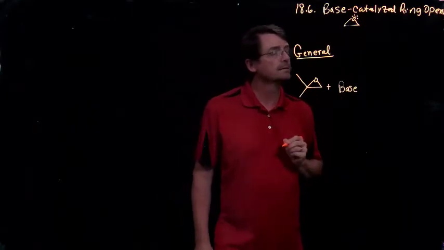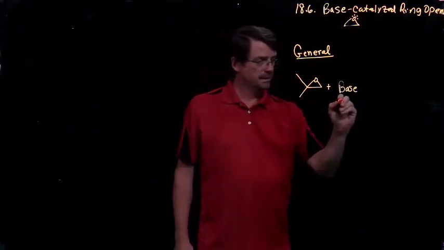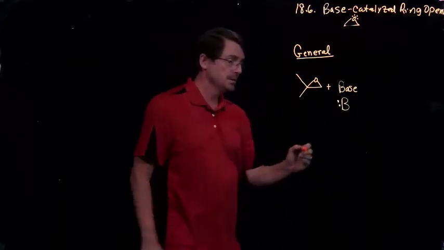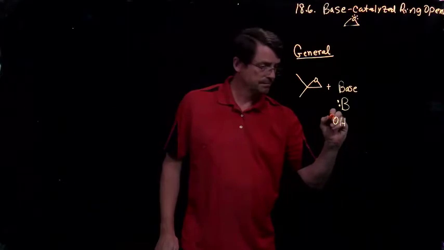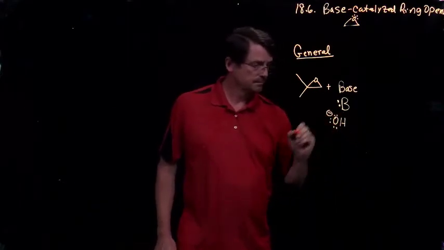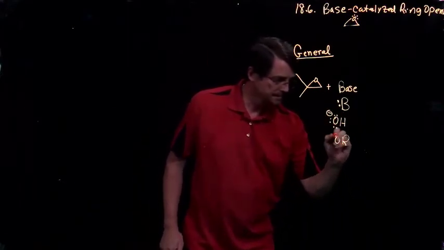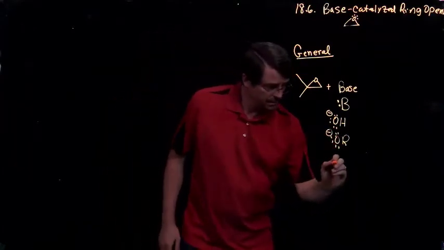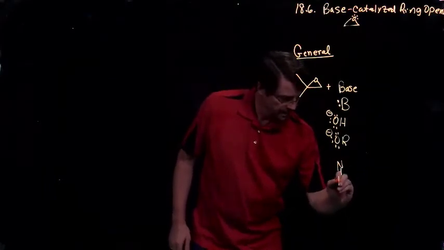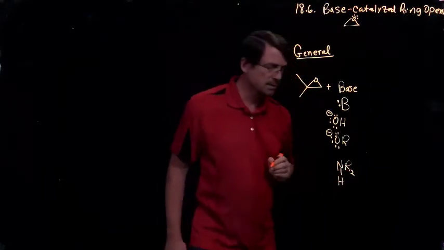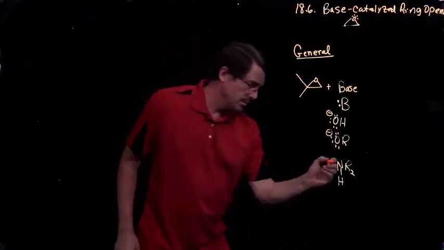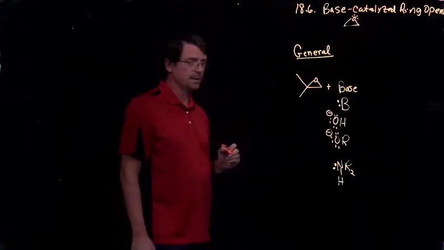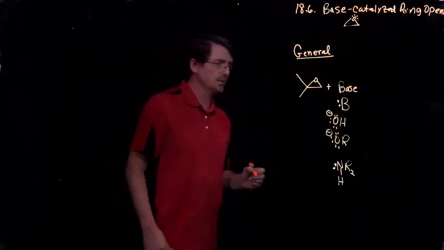If we add a base, okay, the base contains something with lone pairs. It can be charged, so it could be hydroxide or alkoxide. But it can also be neutral. So for instance, a nitrogen that does contain one proton, at least one, could have two, has a lone pair, and it can nucleophilically ring open epoxides also.